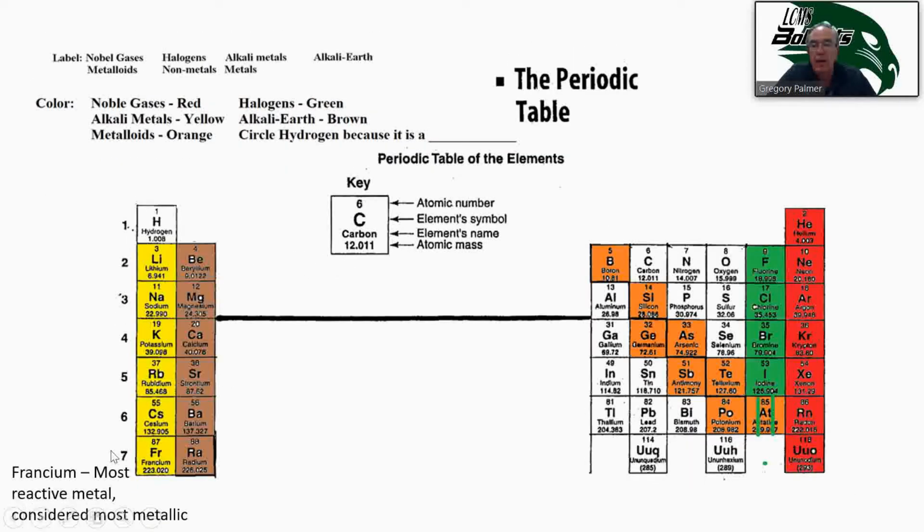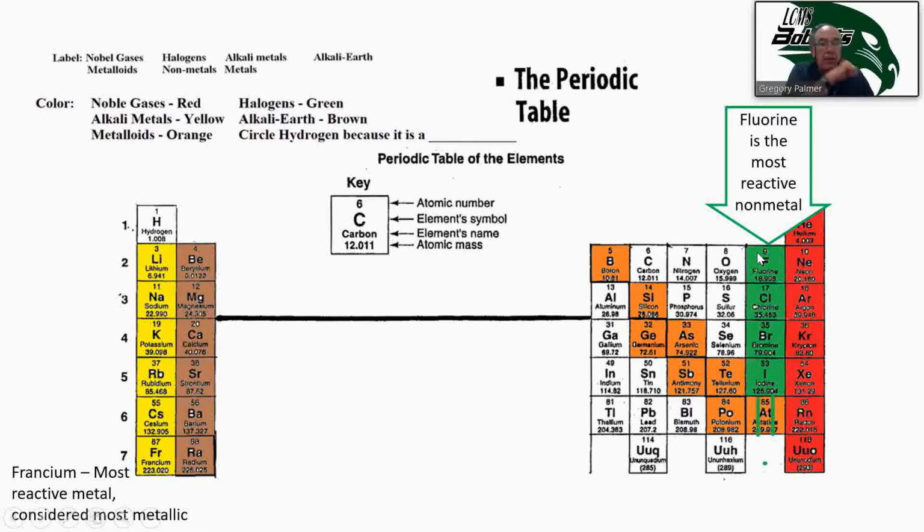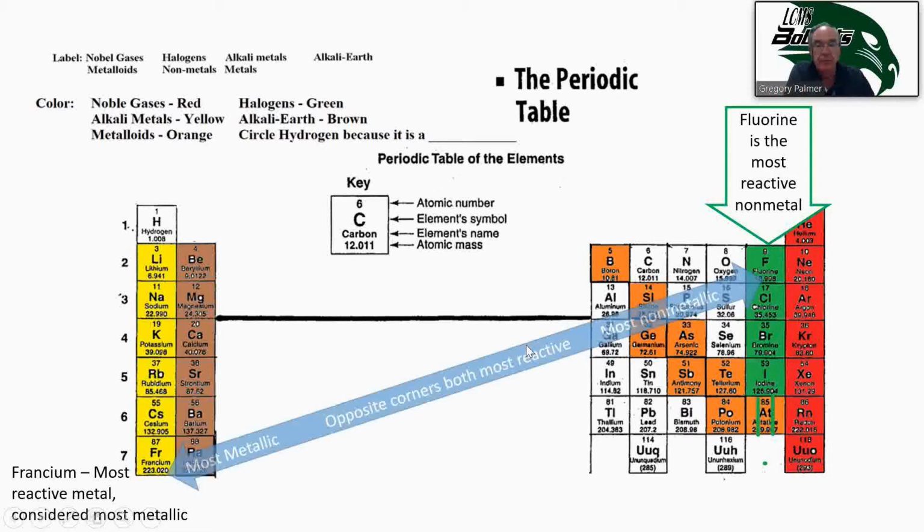One of the things I wanted to point out is francium is considered the most reactive of the metals. We looked at the alkali metals and saw how reactive francium was. It blew up, and it's also considered the most metallic metal. As we go this way and down, the elements become more metallic. And fluorine is the most reactive nonmetal, up here in the other corner.